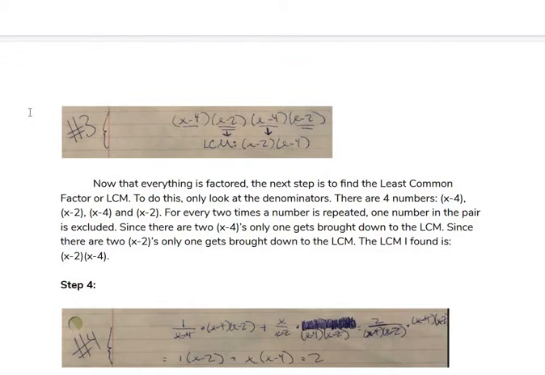Since there are two x minus 4s, only one gets brought down to the LCM. Since there are two x minus 2s, only one gets brought down to the LCM. The LCM I found is x minus 2 and x minus 4.